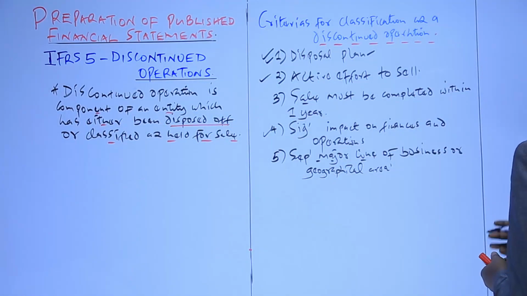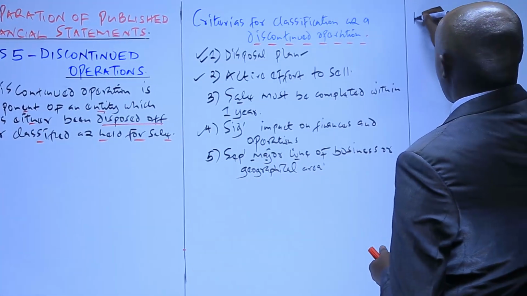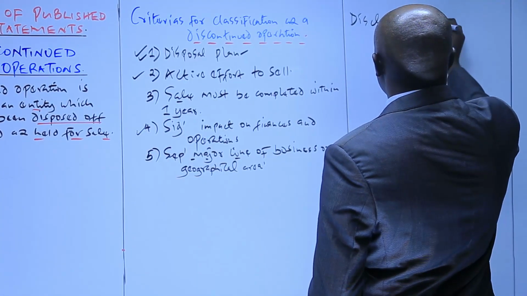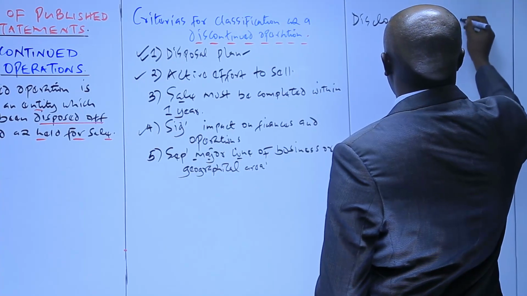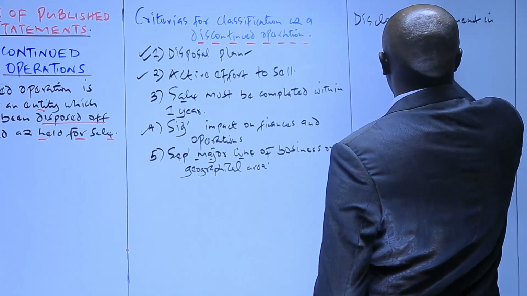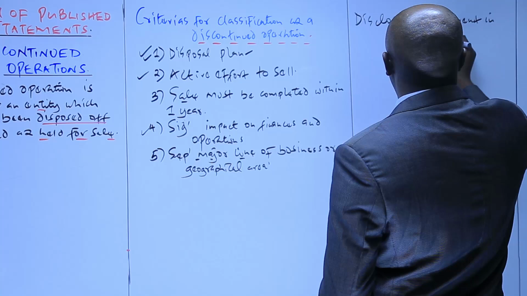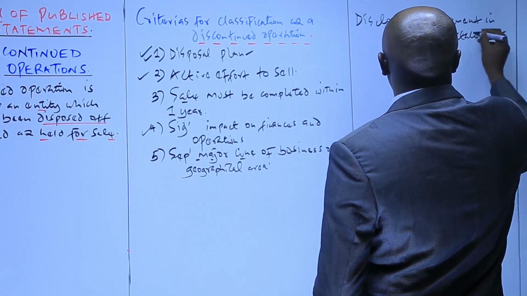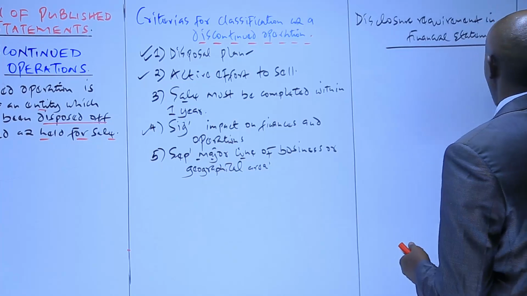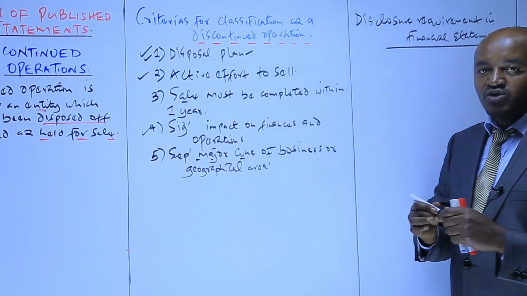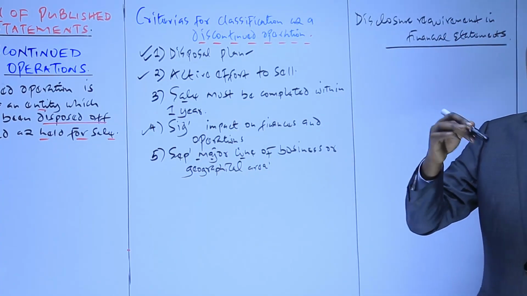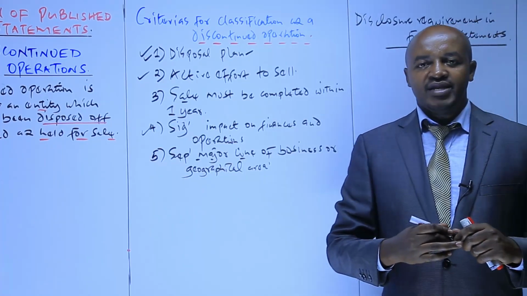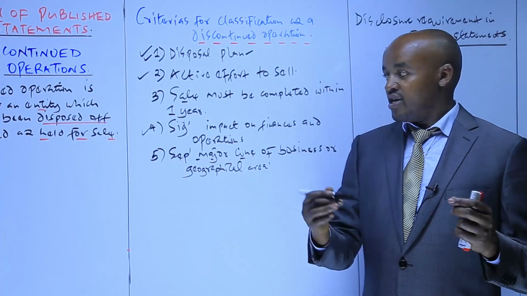Finally, we can look at the disclosure requirements in the financial statements. When we talk about the disclosure requirement, we are talking about the information which must be disclosed, which must be included in the financial statements of the company as far as a discontinued operation is concerned.